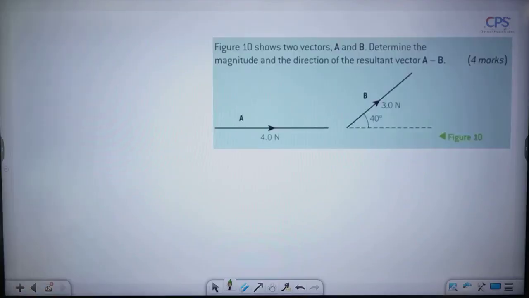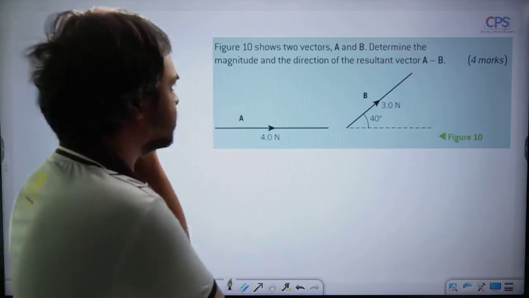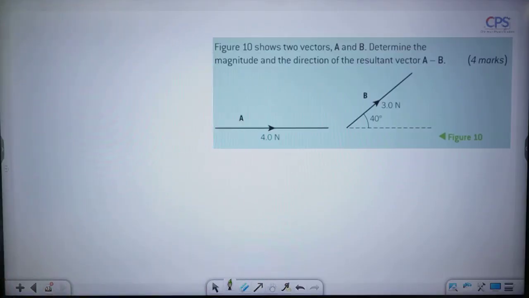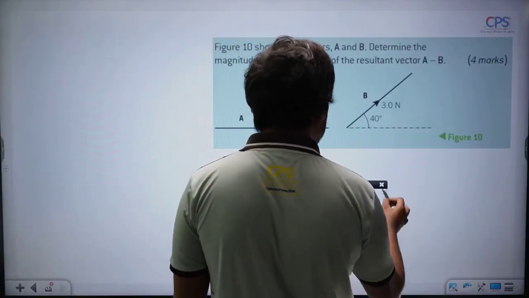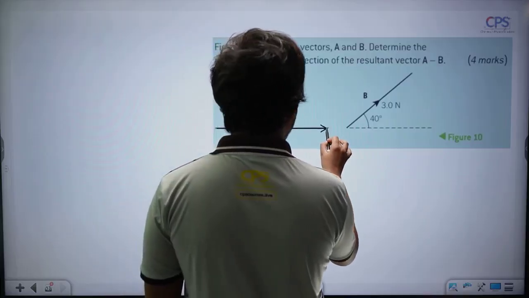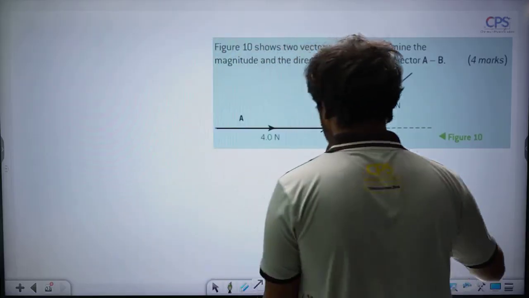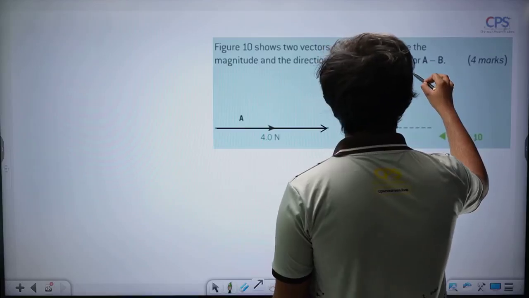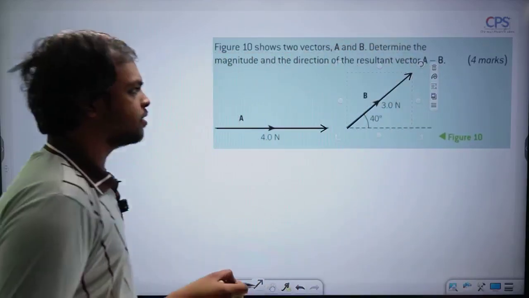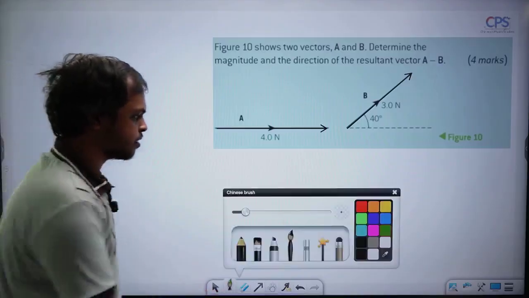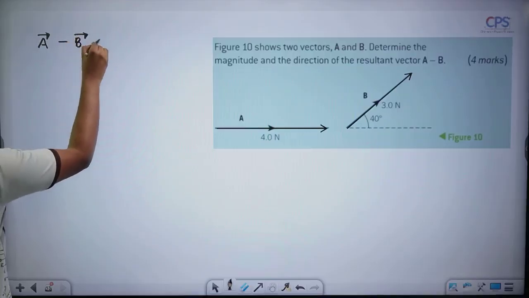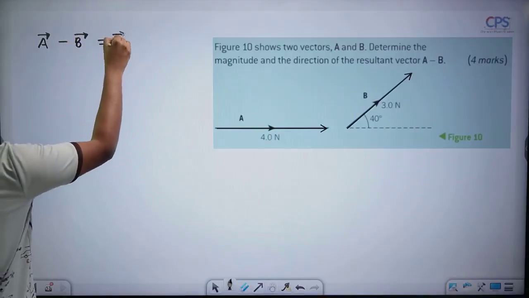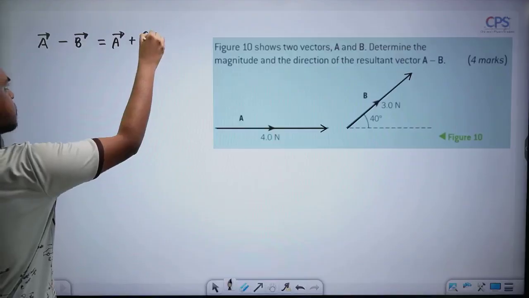See, we'll do an example. Figure 10 shows two vectors a and b, okay? This is a, this is b. Determine the magnitude and the direction of the resultant vector a and minus b. So there are two figures here. This one is 4 Newton, okay, and this one is 3 Newton in the direction 40 degrees. Okay, what you need to do is carry out A vector minus B vector. How to do it? Just take A vector and get the resultant with minus of B vector, nothing else.